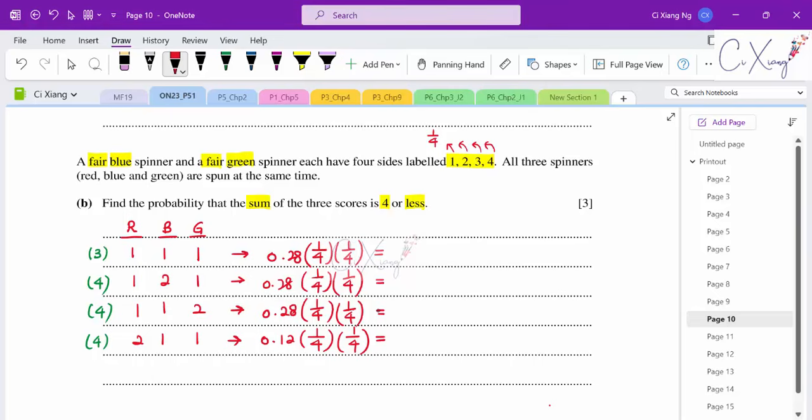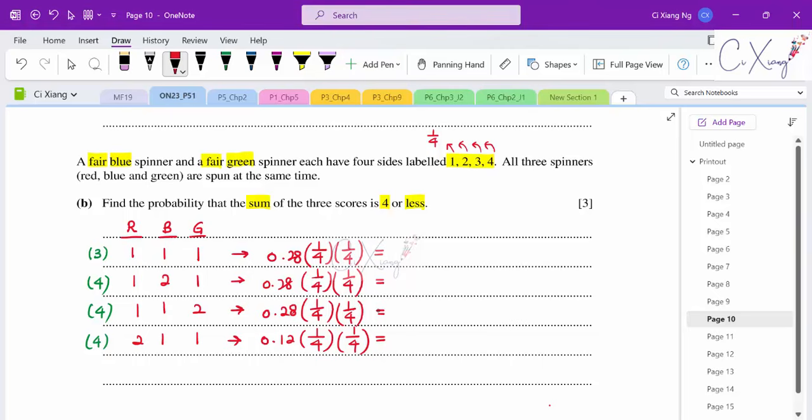Okay, so these are all the probabilities we have when we are calculating the probability. And after that, how can we get the final answer? To get the final answer, what you need to do is add your probabilities together.